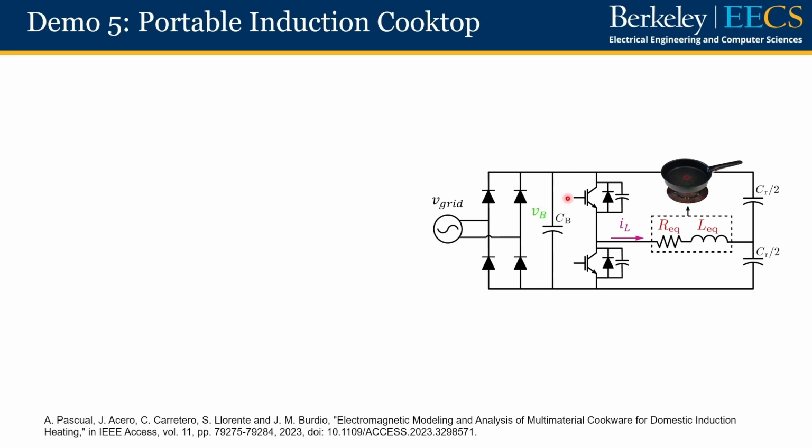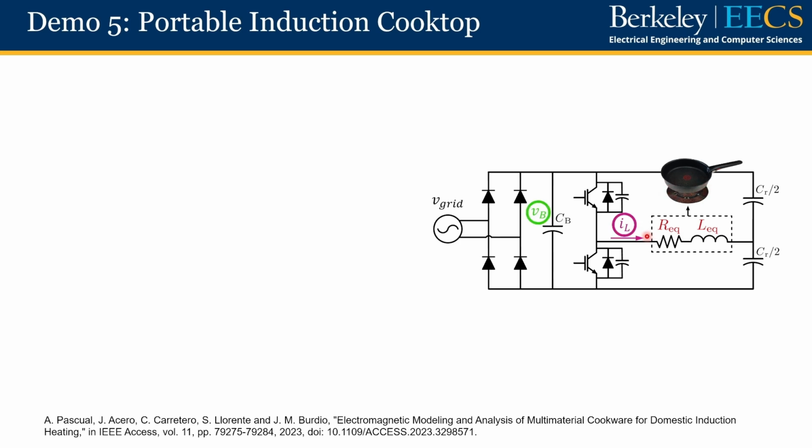After that, we have a half-bridge resonant inverter composed of 2 switching devices, one induction coil, which is modeled here as an equivalent inductance LEQ and an equivalent resistance REQ, and 2 resonant capacitors, which have a value of CR over 2, as shown here. This resonant inverter will then generate a high-frequency oscillating current through the induction coil that creates a fast alternating magnetic field, which finally produces the eddy current in the base of the vessel for resistive heating.